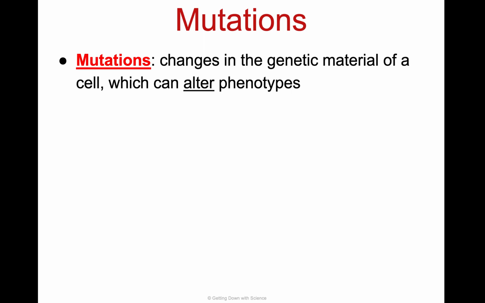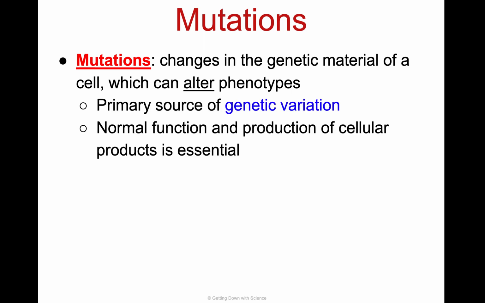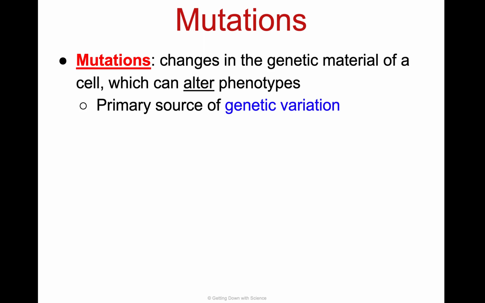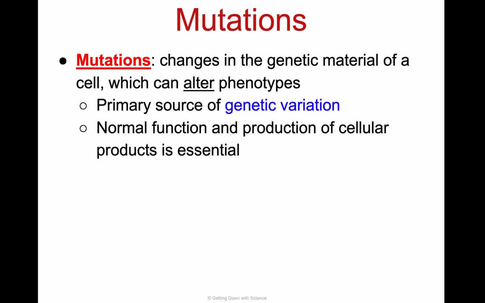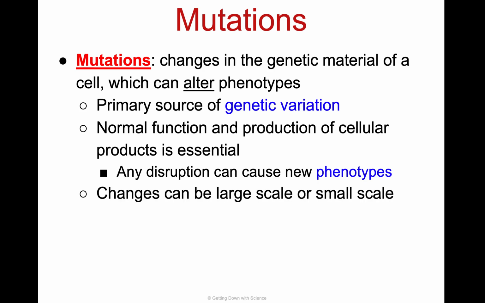So, we know that genetic material, genes, code for phenotypes. Phenotypes are the outward expression of something. It's like the way an organism looks. Primary source of genetic variation, right? So mutations from one organism to the next, that's sort of where we get our genetic variation from. Normal function and production of cellular products is essential. We know that. So if something is mutated, it may lose its function. And then any disruption can cause new phenotypes.